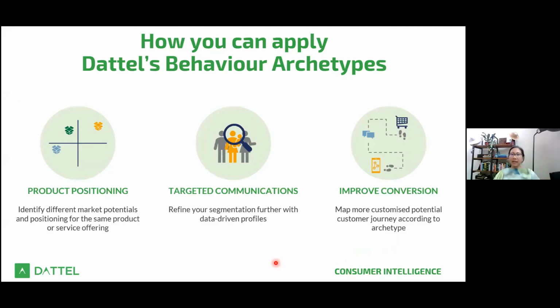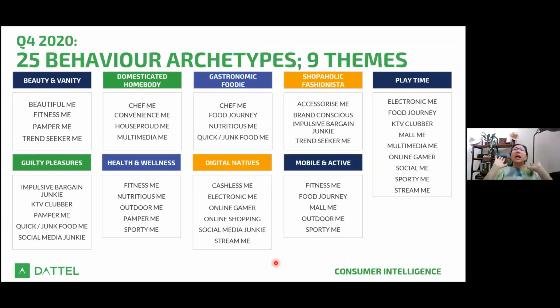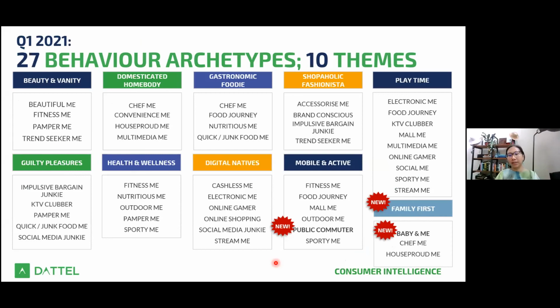So what's new in the behavior archetypes? Basically, this explains a little bit in terms of how you can use them, as I've demonstrated in the 3 dashboards. But most important is, in Q4 2020, this is our list of behavior archetypes. You've got 25 archetypes organized in 9 themes. But what we've updated is we've added 1 new theme and 2 new archetypes. As you can see here, this is the new theme, family first, and our 2 new archetypes, public commuter and baby and me.